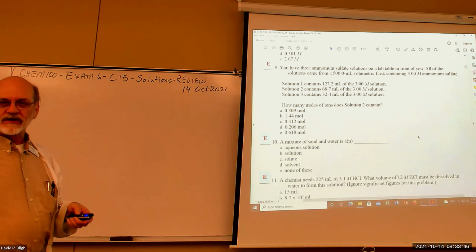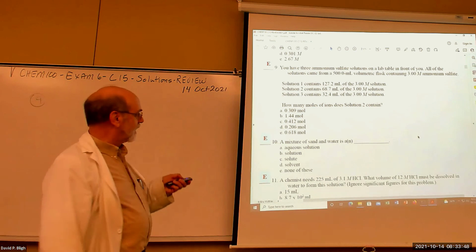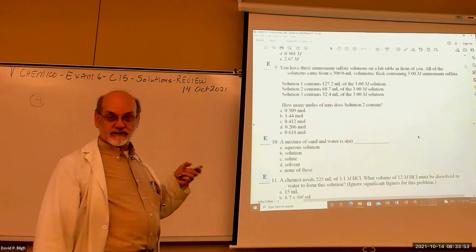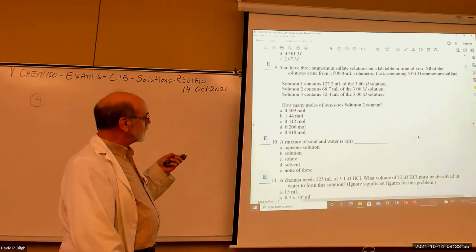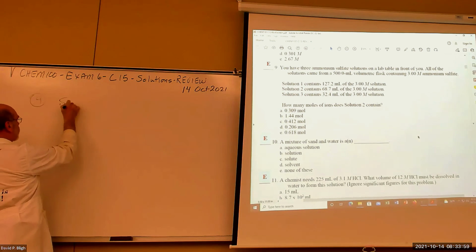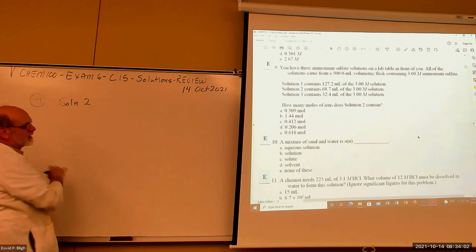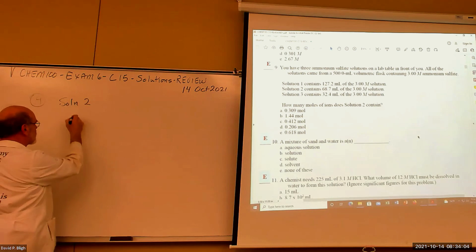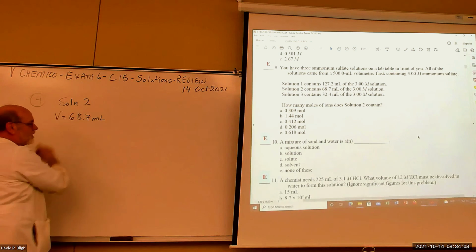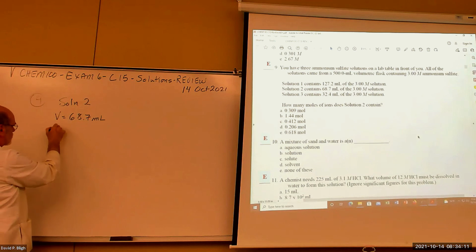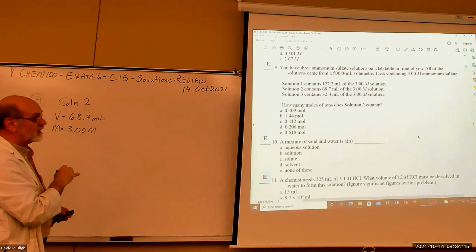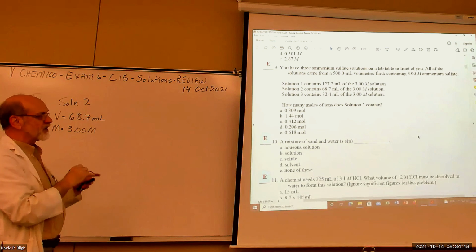All right, so there's a lot of blue smoke in this one, right? You don't care about 1 and you don't care about 3 because the question is about 2. So we look at solution 2. Solution 2 is 68.7 milliliters of 3 molar ammonium sulfate.